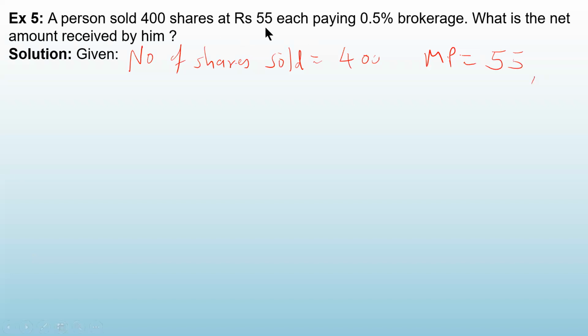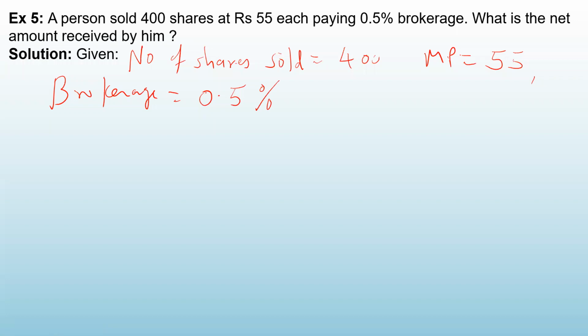And, sold at rupees 55, paying 0.5% brokerage. So what is the brokerage here? Brokerage is given as 0.5%. Always remember that brokerage is calculated on the market price.